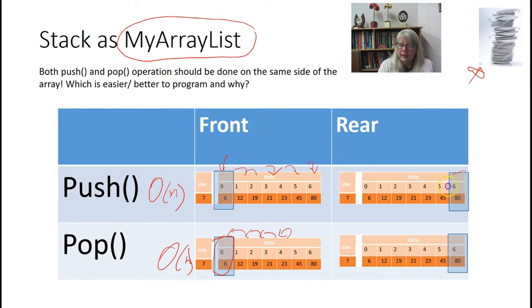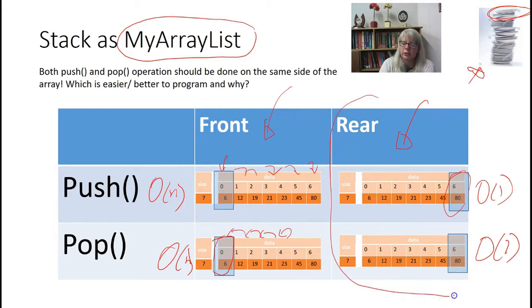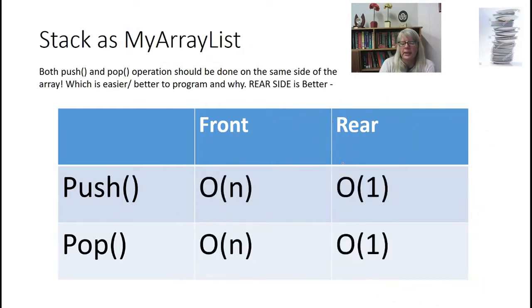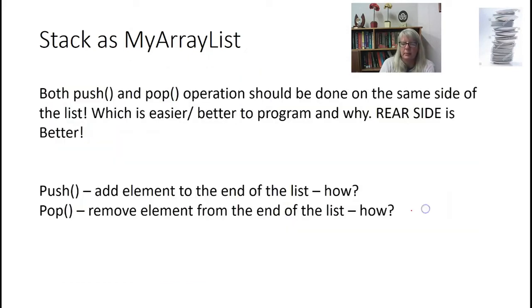Now if I add something at the rear, that's order 1, because there's nothing to shift. If I remove something from the rear, it's order 1 because there's nothing to shift. We are working with a stack. Can you still remember that all the operations happen at one end? So we should decide whether we are going to go with the front or the rear. Which one are we doing? Yes, you know, the rear. We are getting there. Why? Because the rear is order 1 and not order n.